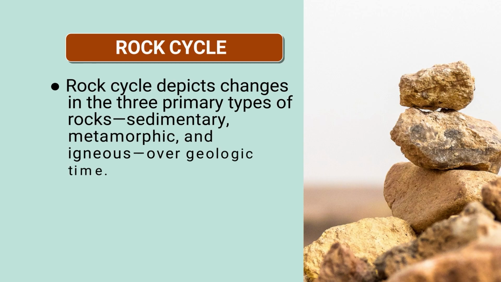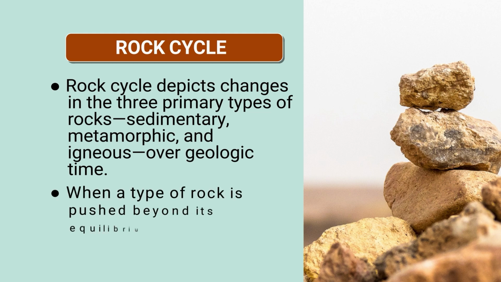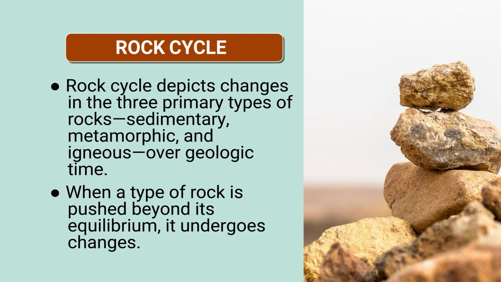Now the rock cycle depicts changes in the way the three types of rocks, sedimentary, metamorphic and igneous, change over geological time. When a rock type is pushed beyond its equilibrium, it undergoes changes. Now in a way, I can put it in a simple way that the rock tries to adjust itself with the new environment, changed physical and chemical conditions, and inside the rocks the minerals which are there get altered in the process, giving rise to new or different rock types.